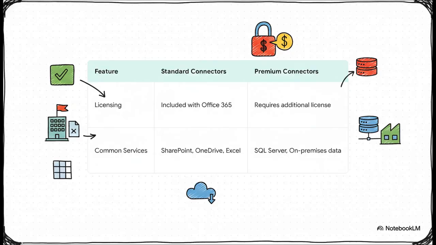Now, you should know that not all connectors are the same. They're basically split into two groups. You've got standard connectors. These are for common things like SharePoint or OneDrive, and they usually come with your regular Office 365 license. But if you want to connect to the heavy-duty stuff, like a big SQL Server database, you're going to need what's called a premium license.